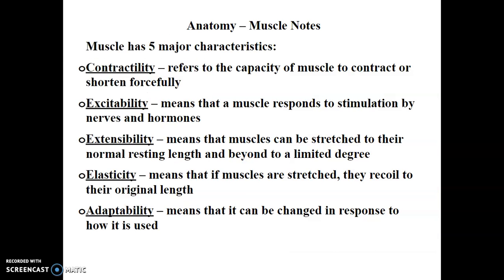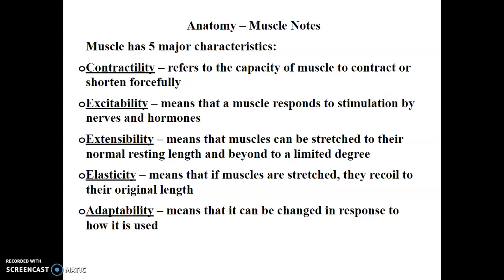So skeletal muscle. There are five major characteristics of muscles. These are words that end in "ity." Contractility refers to the capacity of muscle to contract or shorten forcefully. This is how muscles move, as we're going to look at briefly. When they shorten, they contract together. Think about making a bicep muscle. When you flex your bicep, your upper arm, what really happens is you shorten that muscle up. It causes it to mound up, showing how buff you are. But it's really contracting. It's shortening up.